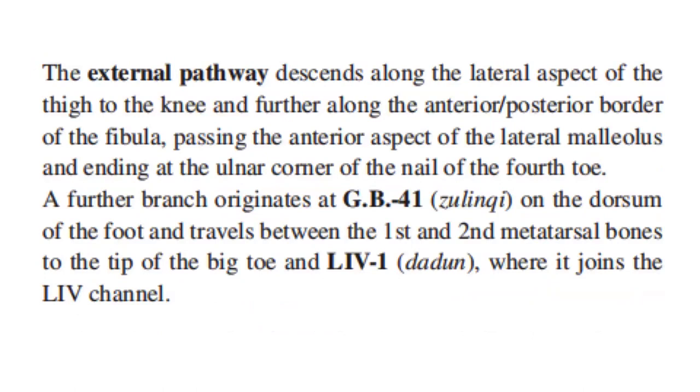The external pathway descends along the lateral aspect of the thigh to the knee and further along the anterior posterior border of the fibula, passing the anterior aspect of the lateral malleolus and ending at the ulnar corner of the nail of the fourth toe. A further branch originates at GB41 on the dorsum of the foot and travels between the first and second metatarsal bones to the tip of the big toe and liver 1, where it joins the liver channel.